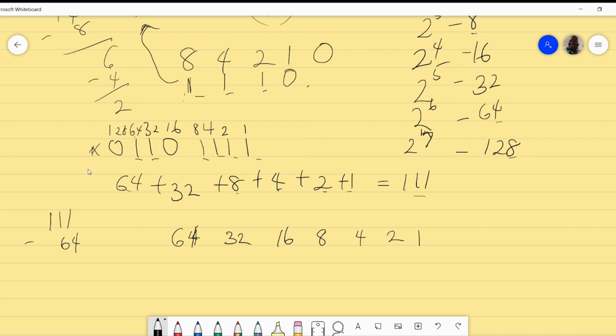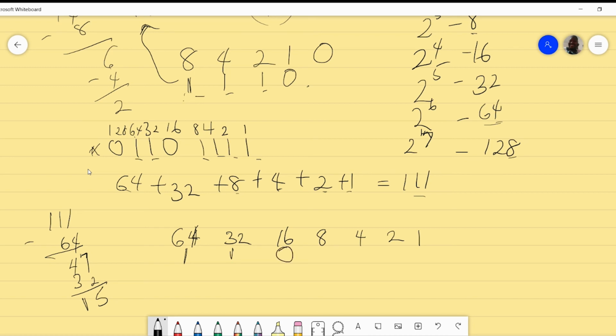So now we can have 64 in 111, and we put 1. If we deduct this, we should have 47. Okay, in 47 we should still have 32, so we can put 1 and deduct 32, and we have 15. In 15 we can't have 16, so we put 0 here.